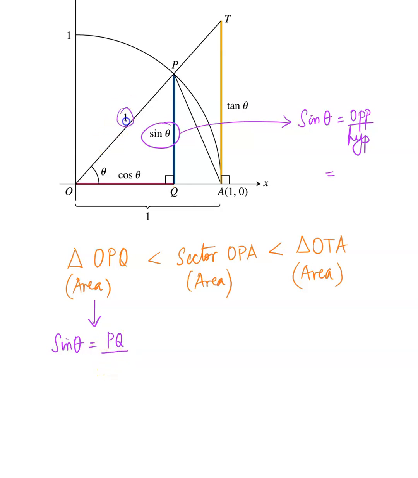Now look at the hypotenuse. Hypotenuse is 1 because that's a unit circle. So in other words, let me erase all these things. In other words, this means sine theta itself is PQ, isn't it? So I'm not trying to measure the area. That is one way to prove, but I'm trying to do it simpler for you.